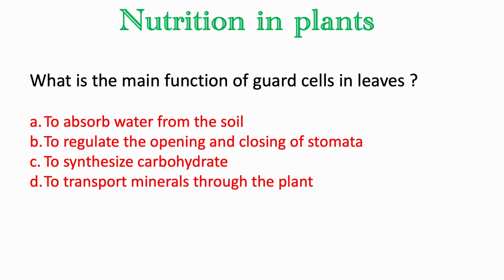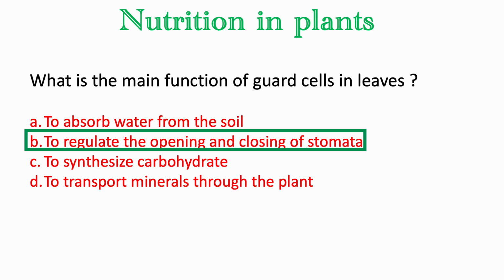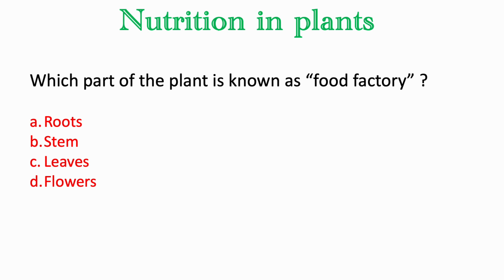Next, what is the main function of guard cells in leaves? Option: to absorb water from the soil, to regulate the opening and closing of stomata, to synthesize carbohydrate, to transport minerals through the plant. Correct answer is option B, to regulate the opening and closing of stomata. Next, which part of the plant is known as the food factory? Option is roots, stem, leaves, flowers. Correct answer is option C, leaves.